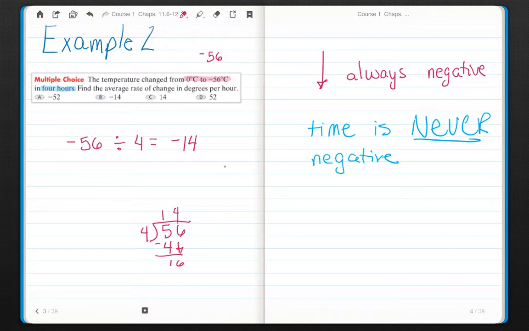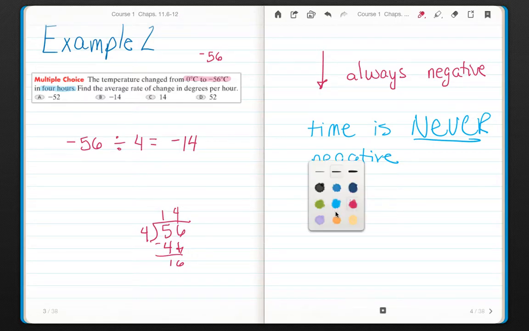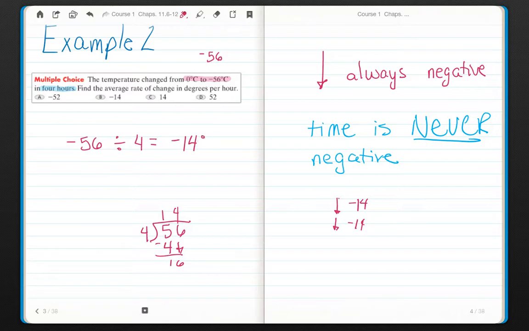And this makes logical sense because it's decreasing each hour. So hour 1, it's decreasing by 14 degrees. Hour 2 by another 14 degrees. So negative 14, but negative 14 degrees Celsius per hour. And that's my full answer. Since this is multiple choice, my answer would be B.